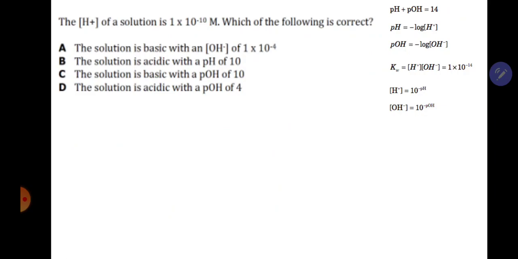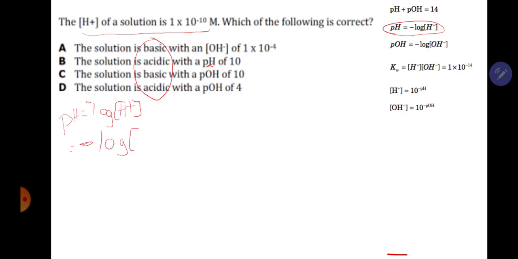All right, here's practically the same question, just a different variable. They give us the hydrogen concentration, and they want to know which is correct. Well, let's start with the pH, because that can tell us if this is true, and if any of these are true. If I want to get the pH, I'm going to have to use this formula right here. pH is equal to negative log of the hydrogen concentration, negative log of 1 times 10 to the negative 10. So we can go plug that into our calculator.